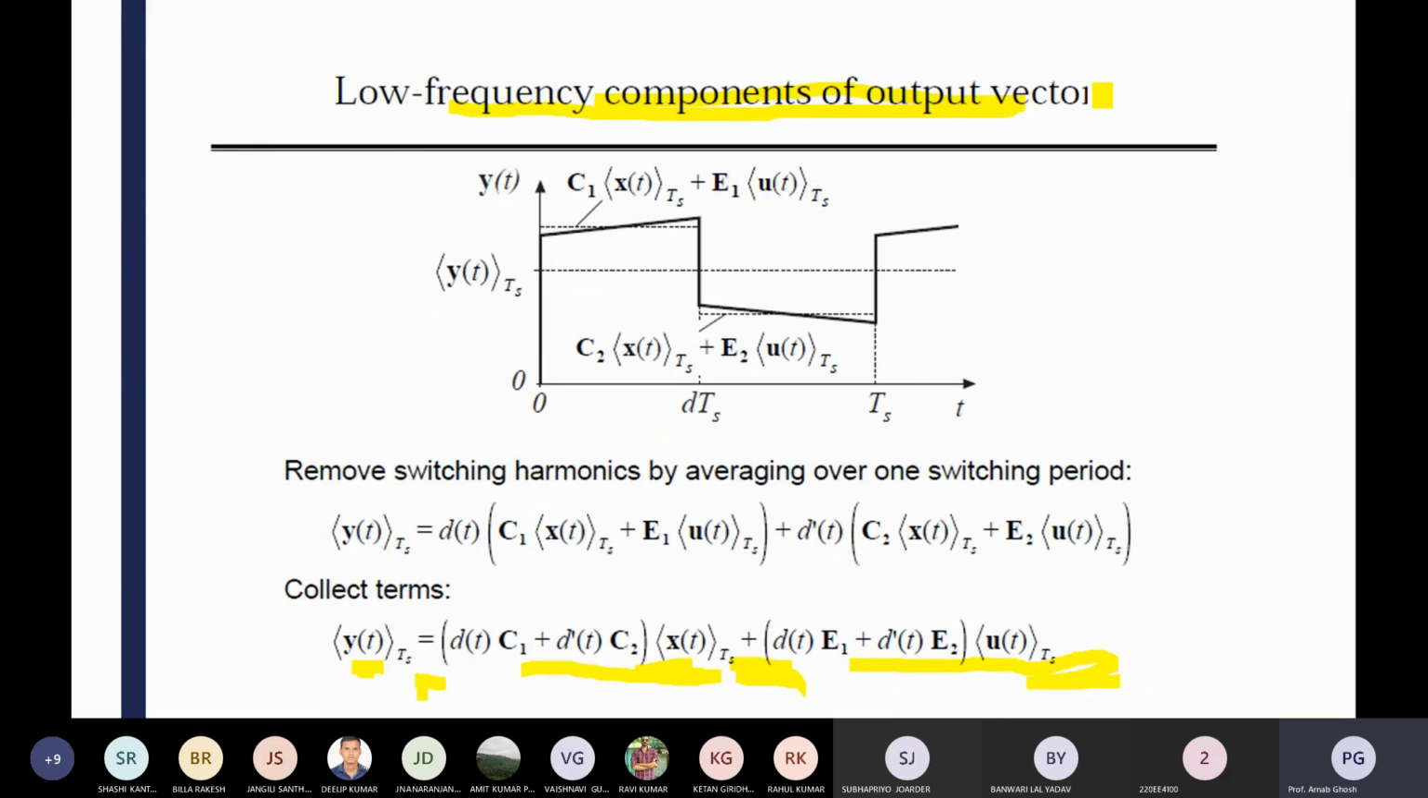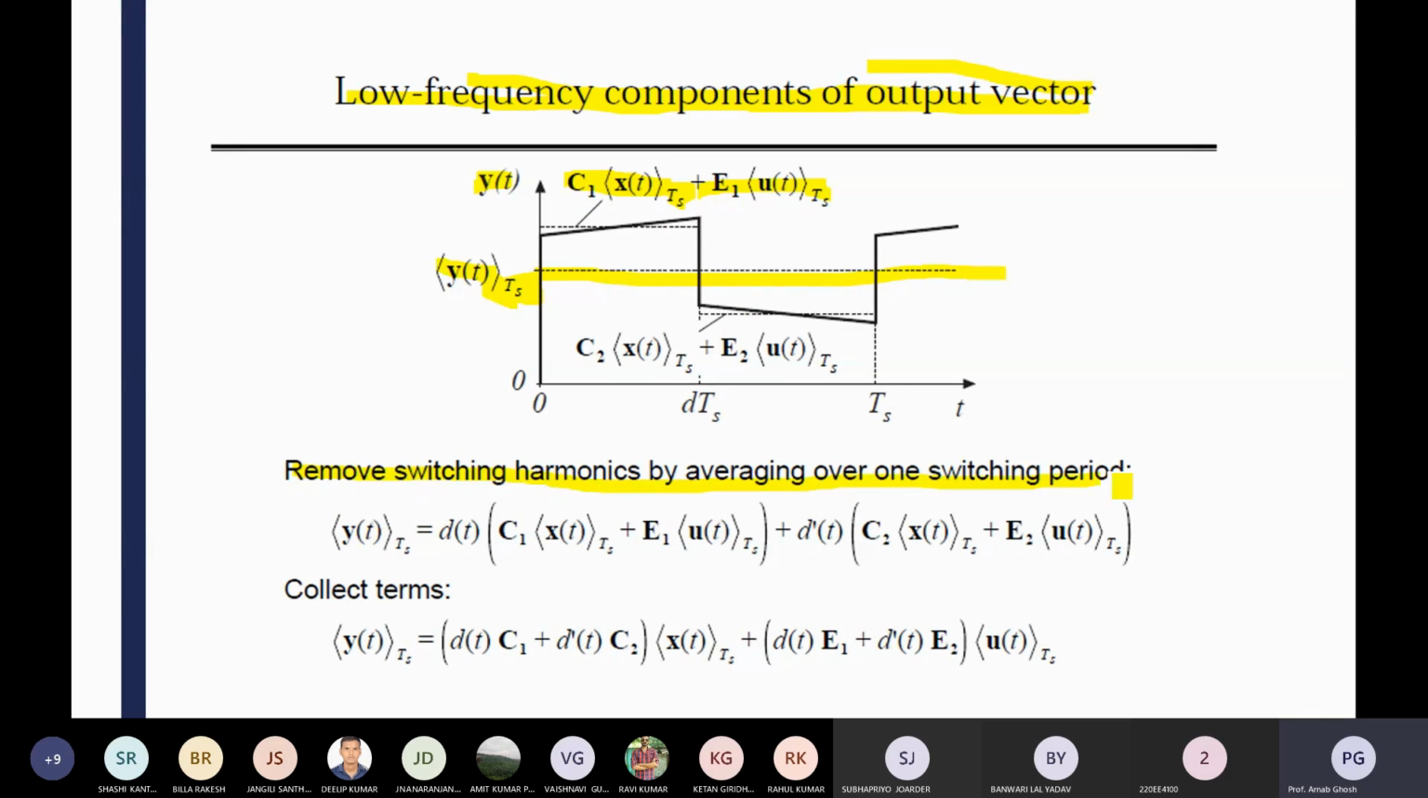Then we can go for the output vector. Previously I have completed the input portion, that means the state vector. For the output equation, the same thing is used: y(t) over Ts needs to be calculated. So it is C1 x(Ts) plus E1 u(Ts). Similarly, removing the switching harmonics and averaging over the period, C2 x(t). You should recheck this at home and derive these detailed calculations. Only the output is written here, but the rest of the steps you have to do at home. y(t) averaged over the period Ts is d into C1 x(t), so finally they have written the final equation that way.